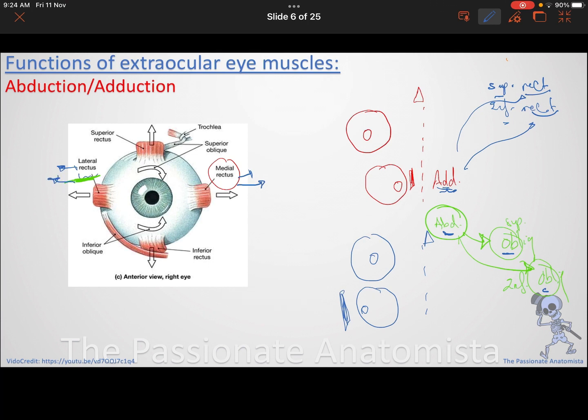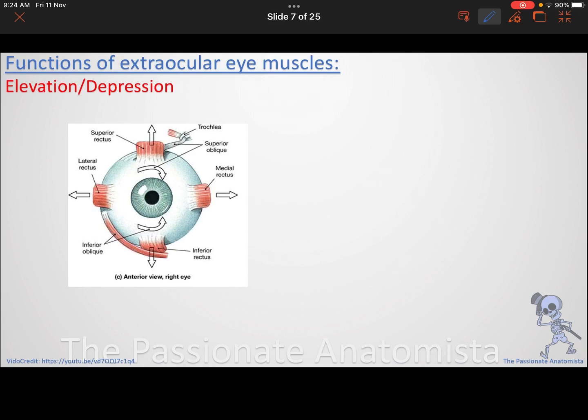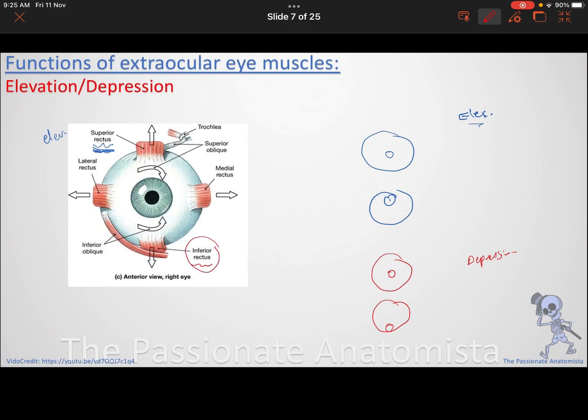This is quite simple and easy. Now the last function, guys, is the elevation and depression, and we already talked about that. We said that the superior rectus, because it's superior, will do elevation, right? If this is your eye and you bring it up, this is elevation. Who will do the elevation? The superior rectus, because it's above. And if you have an eye and you look down, this is what we call depression. So who will do that? The inferior rectus, because it's inferior.